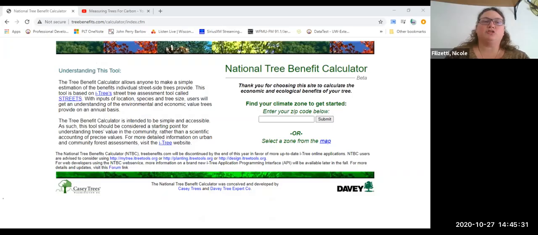So here we are at treebenefits.com, and this is the front page that it takes you to. You'll see it's called the National Tree Benefit Calculator. And the first thing it asks us to do is put in our zip code. I'm going to use my zip code because that is where those trees were measured. But I want you to think for a minute about why it matters where your zip code is. Why would the information change based on your location?